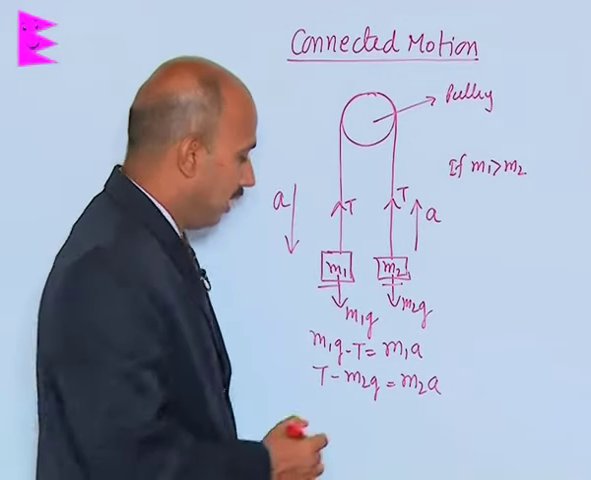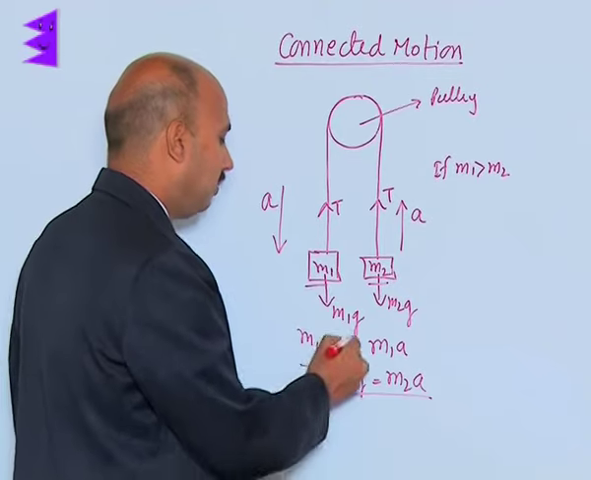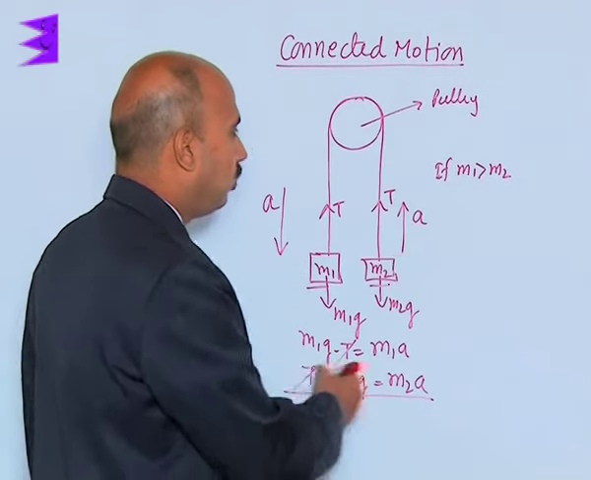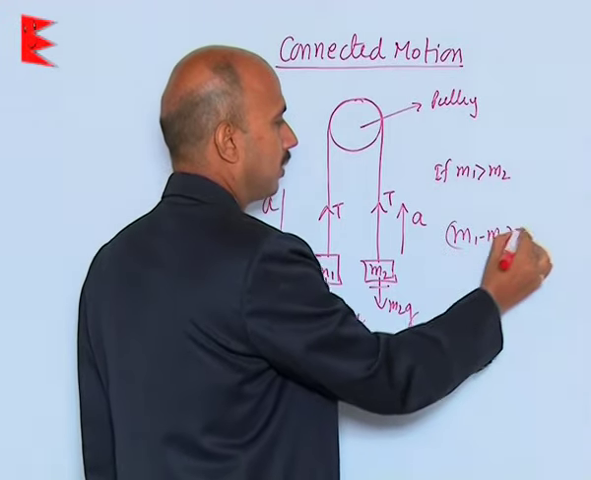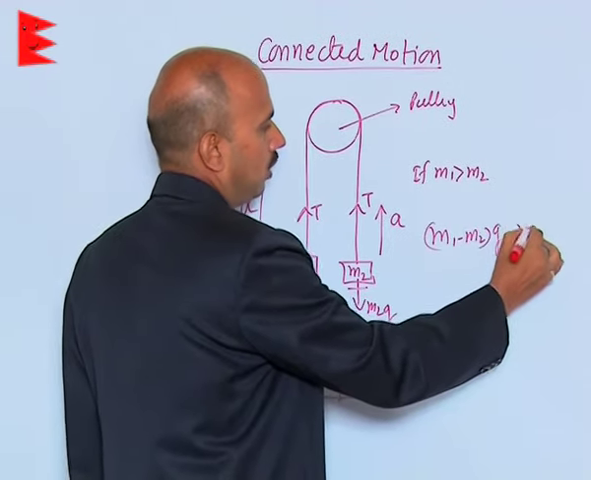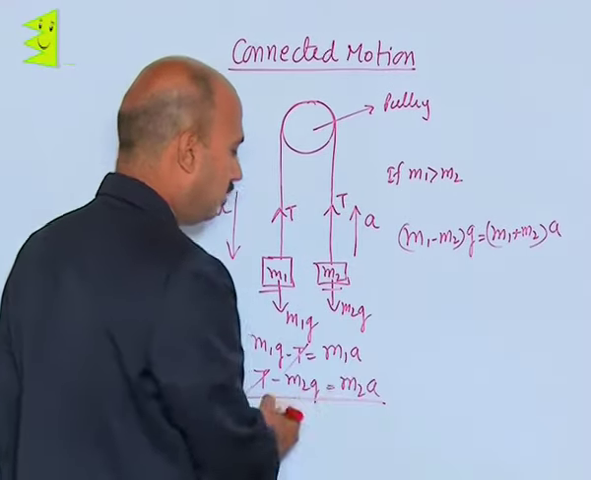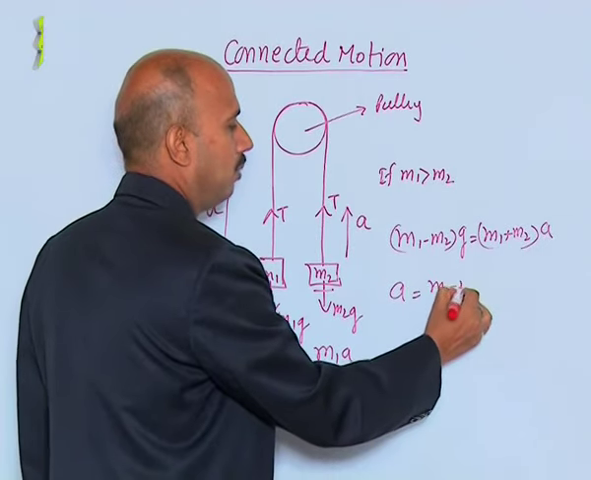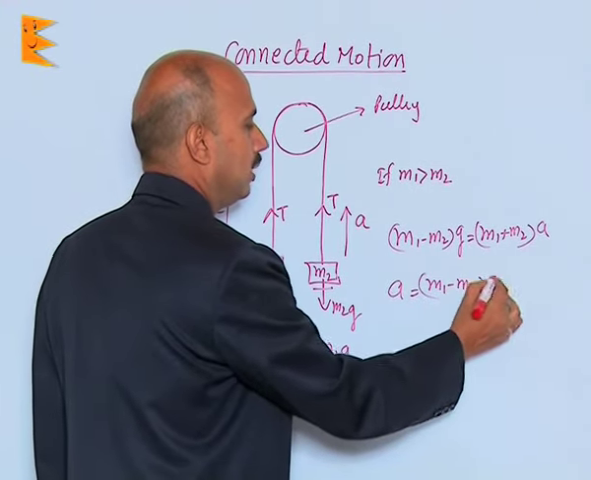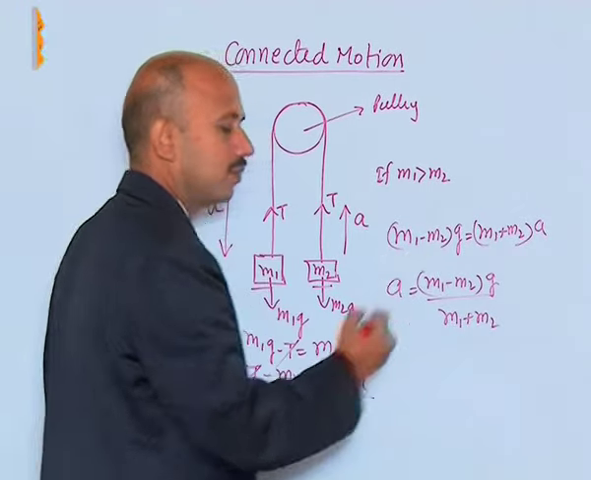If you solve these two equations, T will get cancelled and you will be getting (M1 minus M2)g is equal to (M1 plus M2) into a. I have added these two equations. So you will be getting a is equal to (M1 minus M2) into g divided by (M1 plus M2).